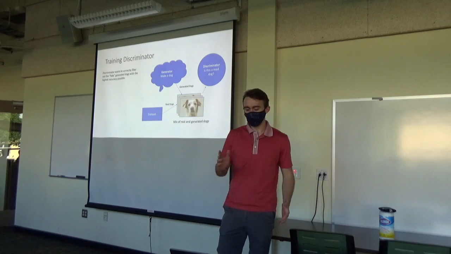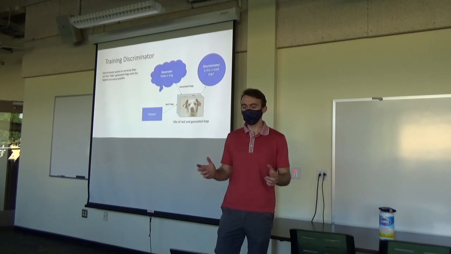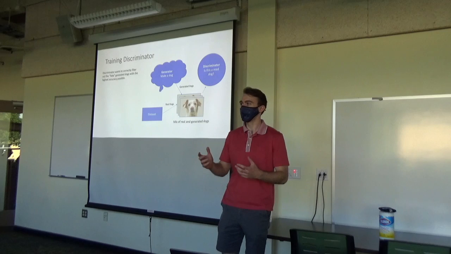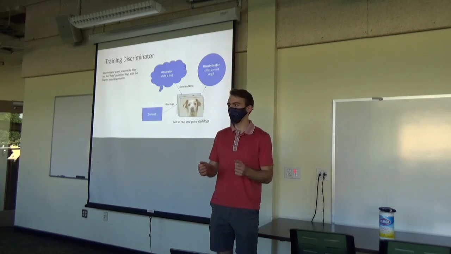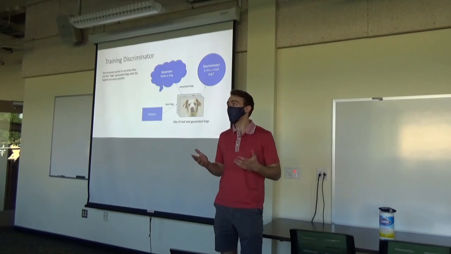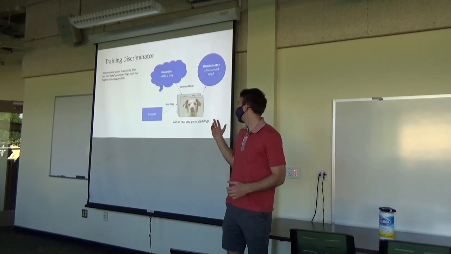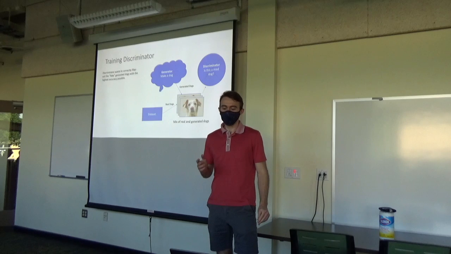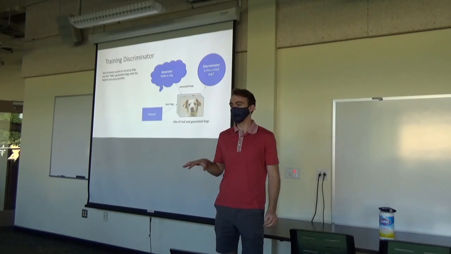So we have this mix of generated and real dogs, and the discriminator gets it, shuffles through all of them, and says, this one's real, this one's fake. It does a comparison at the end, and we see how well it does. And over time, through this process, it will learn how to pick out the patterns that the generator is making.